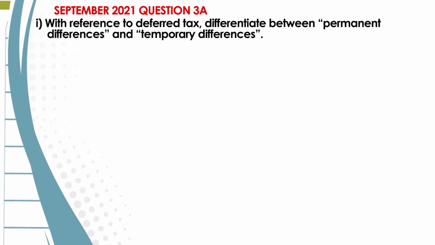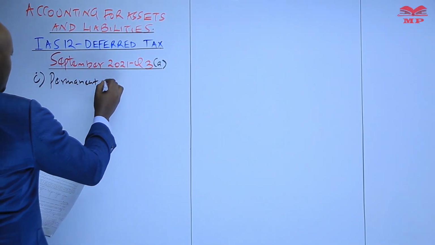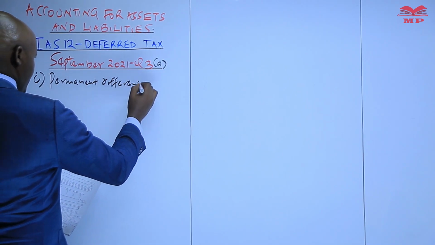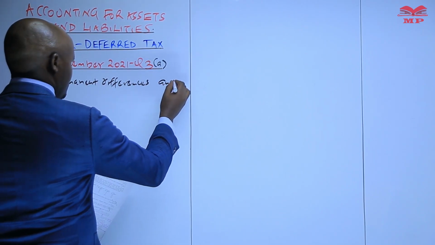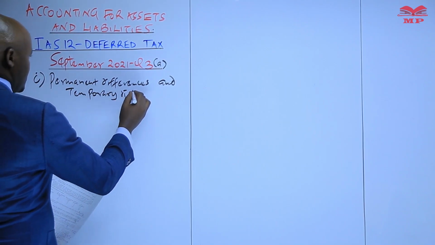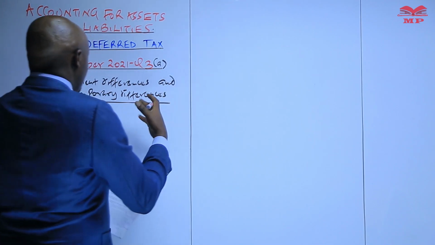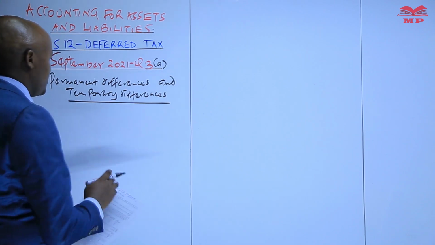It reads, with reference to deferred tax, differentiate between permanent differences and temporary differences. So what the examiner was requiring is for you to differentiate two terms there: the permanent differences and the temporary differences. Basically, to differentiate, you just define what is a permanent difference and what is a temporary difference.